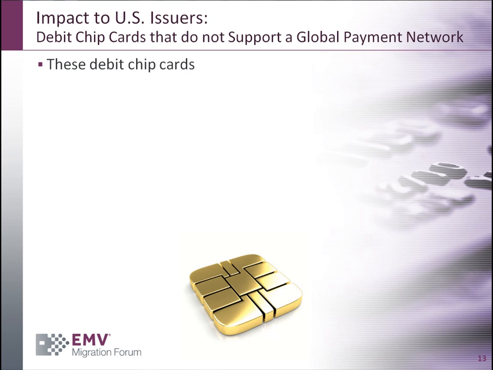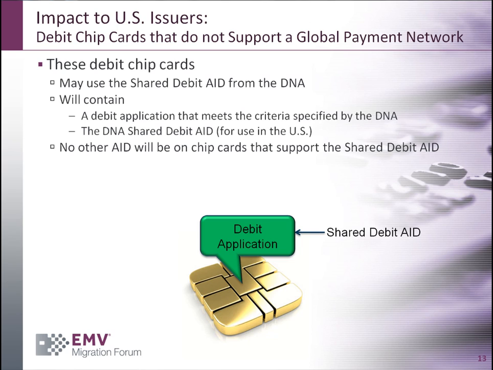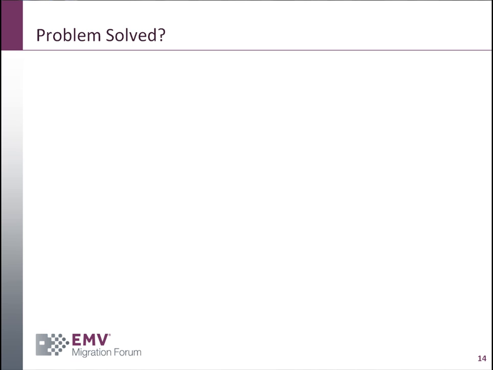A U.S. issuer may license the shared Debit AID from the DNA for their debit network branded cards that do not support one of the global payment networks. This AID can be used with any debit application that meets the criteria specified by the DNA. At this time, no other AID will be on cards that support the shared Debit AID from the DNA. Now that we have U.S. Common Debit AIDs on our U.S.-issued debit chip cards, the problem is solved, right? Well, there's just a little more to it than that.